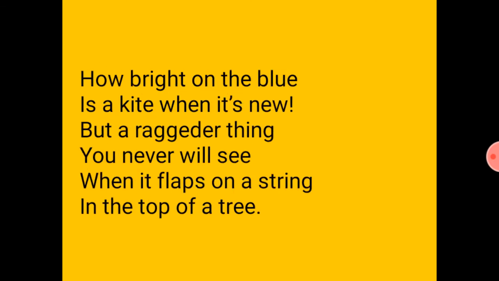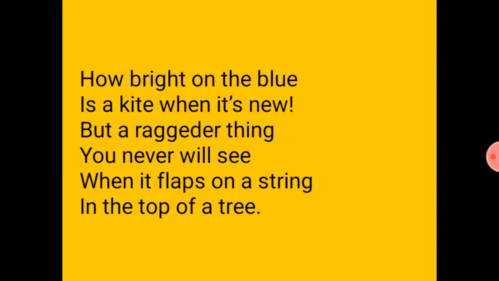How bright on the blue is a kite when it's new, but a raggeder thing you never will see when it flaps on a string in the top of a tree. Again, in these lines, the poet has repeated the first two lines of the poem.